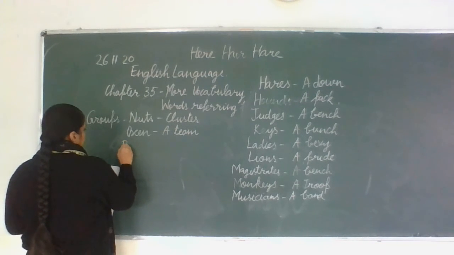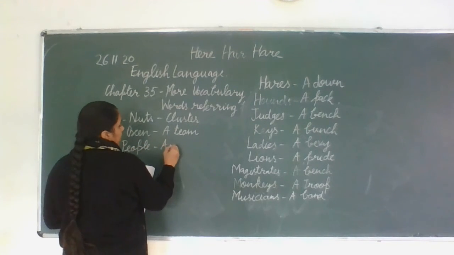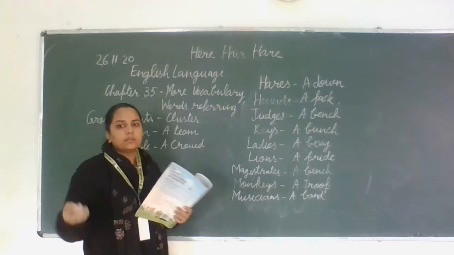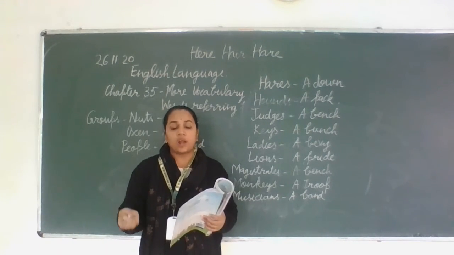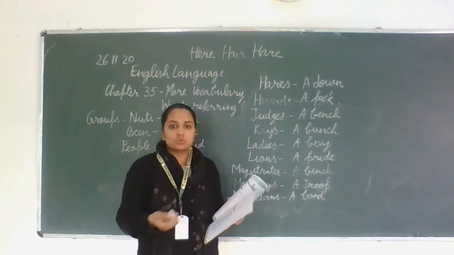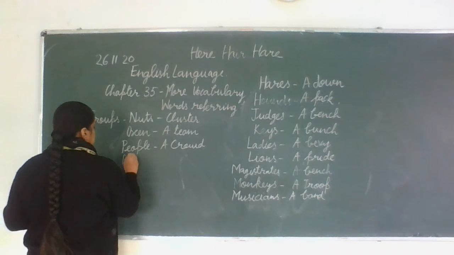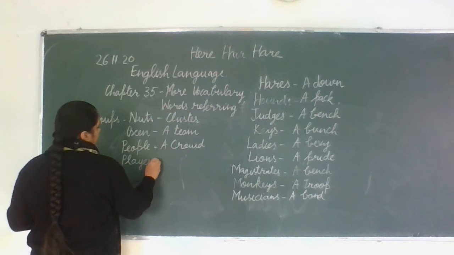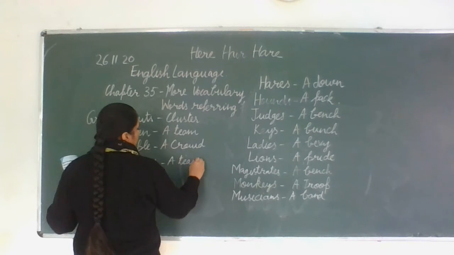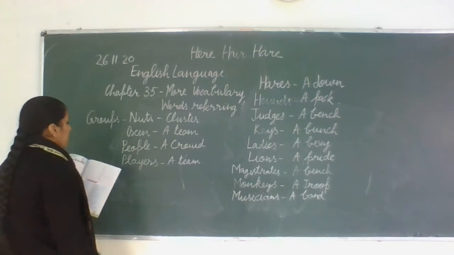Next, people. When a number of people are together, it is known as a crowd. You say the area, the markets are full of crowd. Means the markets are full of people. So we call a group of people crowd. Players. This you must be aware. A team. Group of players is known as a team.